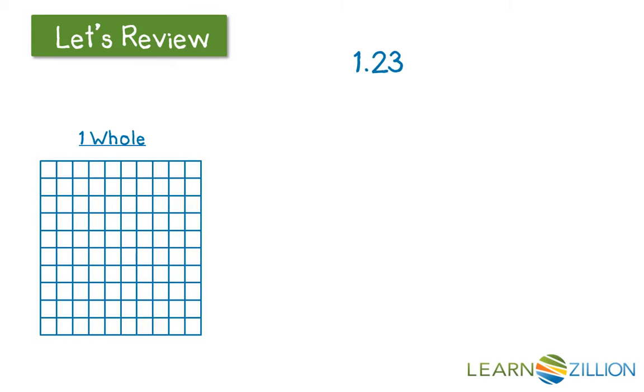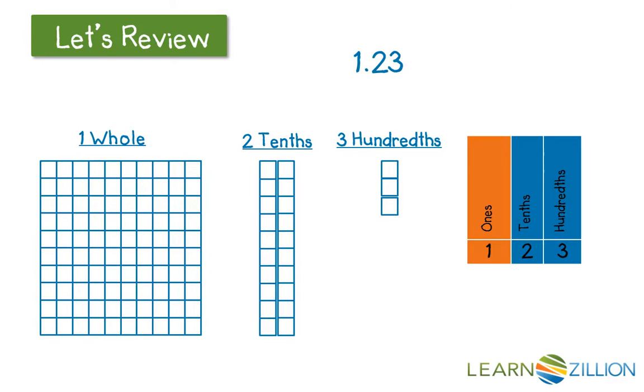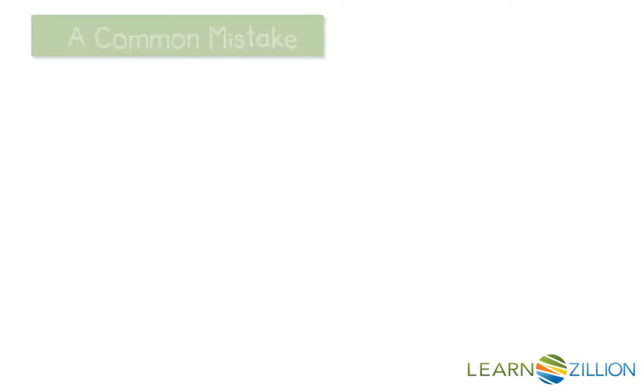Here's how it would look. For 1 and 23 hundredths, we would have one whole, 2 tenths, and 3 hundredths. You can see that on our base 10 chart, that equals 1 and 23 hundredths.